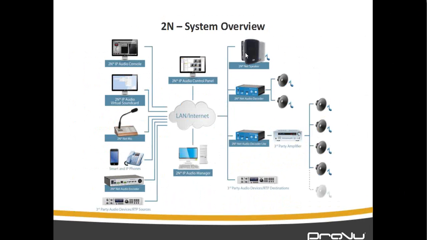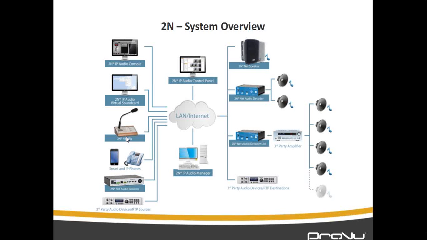Other places where you don't have anything at all, you just run a Cat5 cable and connect the net speakers directly to the network. If you do have a third-party RTP destination, which is effectively an IP-based amplifier, then they generally support something called RTP. And you can add a third-party RTP destination in the audio manager software, which will effectively allow you to make a stream from that as well.